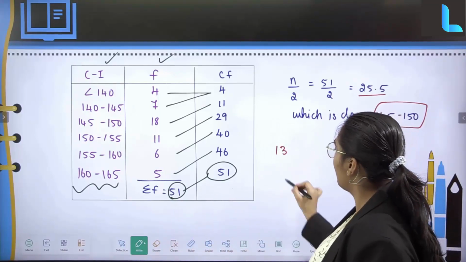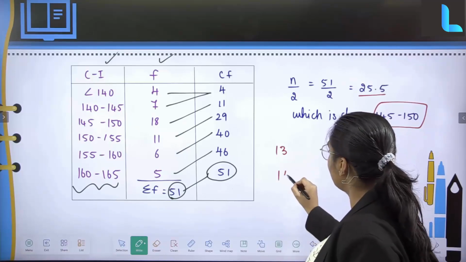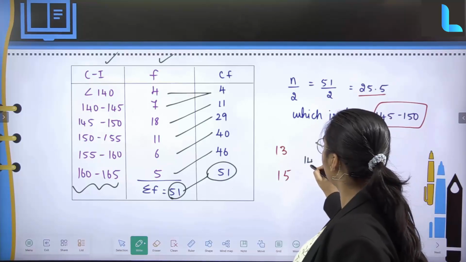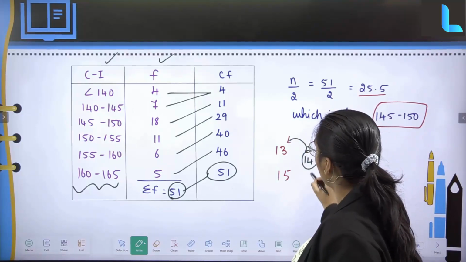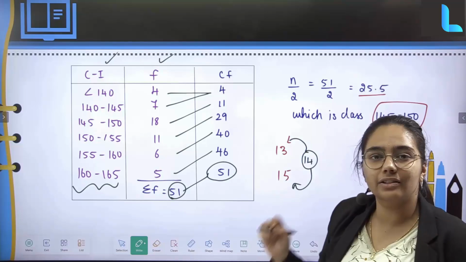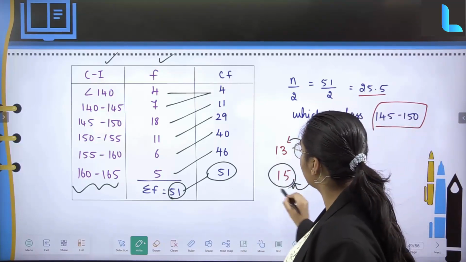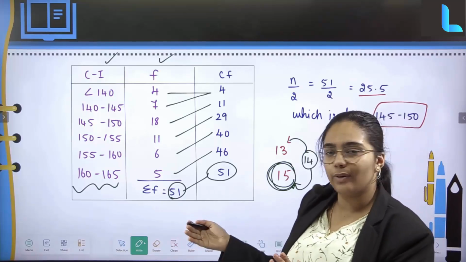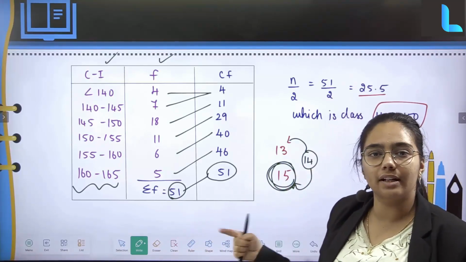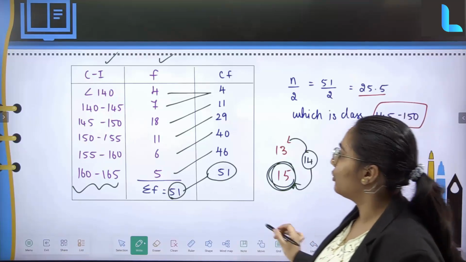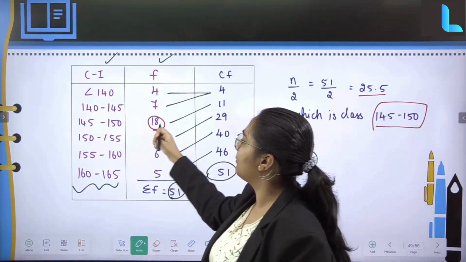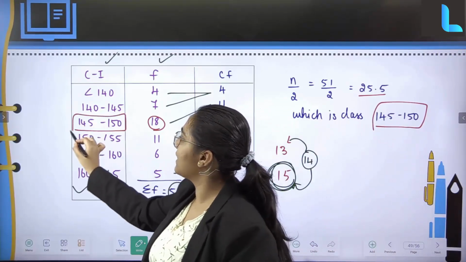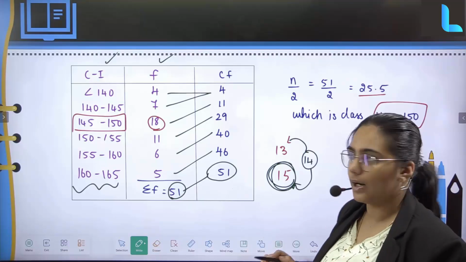Suppose if it is 13 and 15 that is there, and suppose I have this n upon 2 to be equal to 14, should I consider 13 or should I consider 15? Always and always and always consider the highest value. Even if 13 is very close to that, you always consider the highest value, the subsequent one, whatever is there. So here it is going to be equal to 18 because that is the most relevant one which I can see over the table. And for that the class interval is going to be 145 to 150.